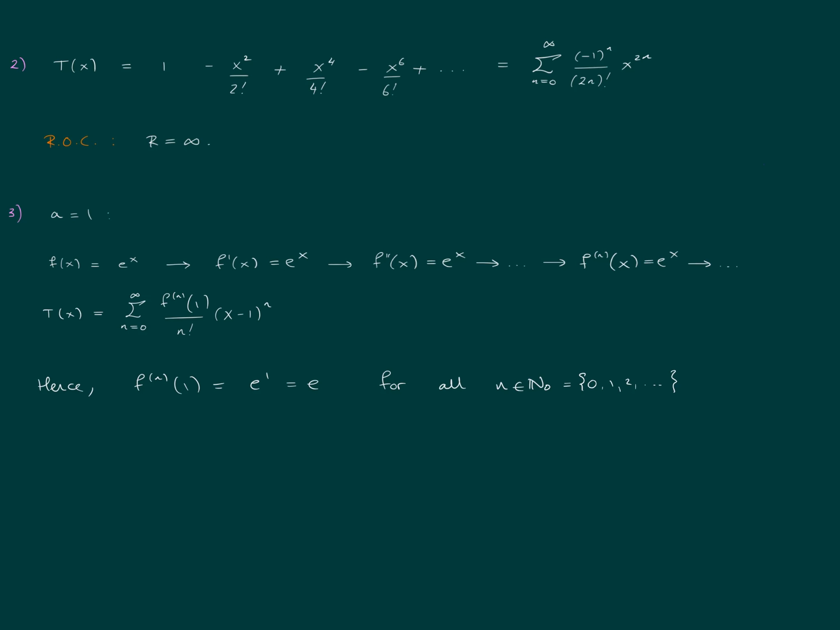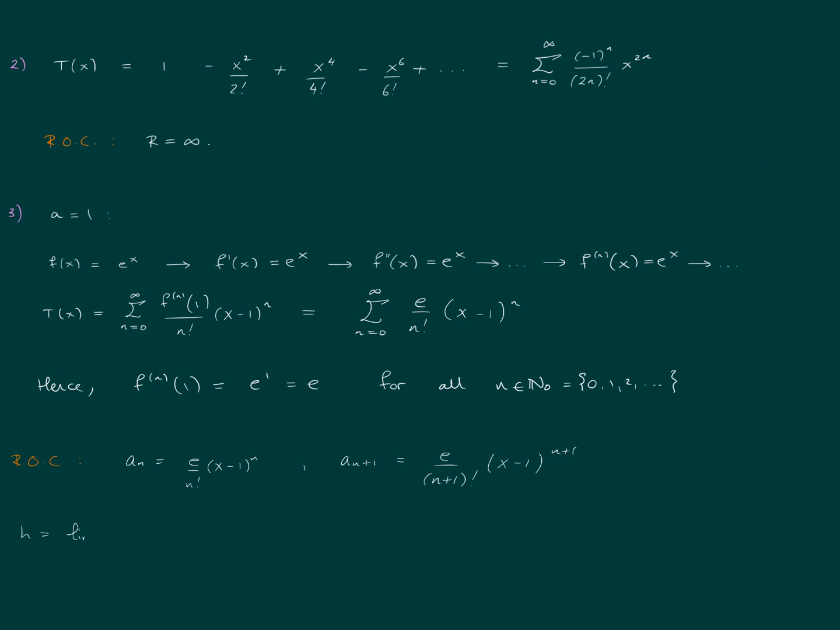Okay, so just plugging this into the formula now, we get the sum from n equals 0 to infinity of e over n factorial times (x minus 1) to the n. And that's it. We have found the Taylor series expansion around 1 of e^x. We'll now compute the radius of convergence, where a_n equals e over n factorial times (x minus 1) to the n. That tells us that a_(n+1) is equal to e over (n plus 1) factorial times (x minus 1) to the n plus 1.